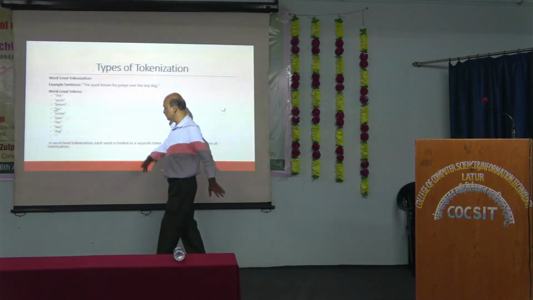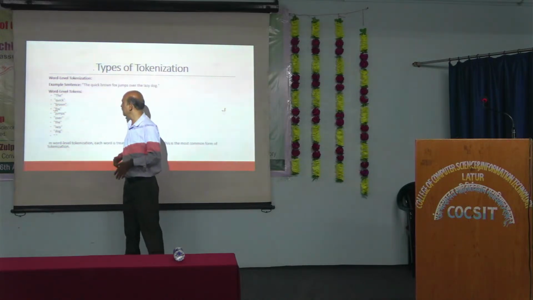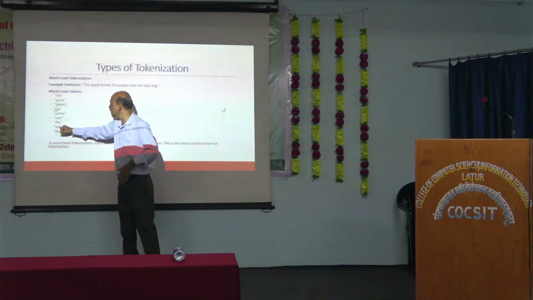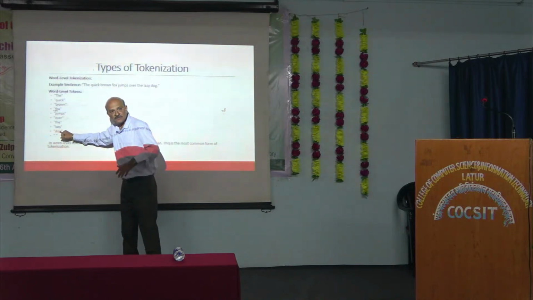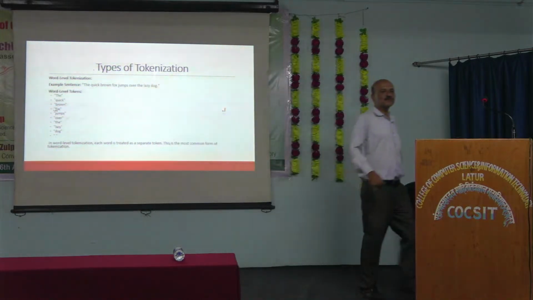I'll show you some examples of how sometimes the machine makes an error. So this is the sentence: the quick brown fox jumps over the lazy dog, in double quotes.